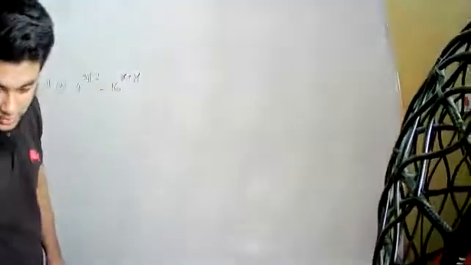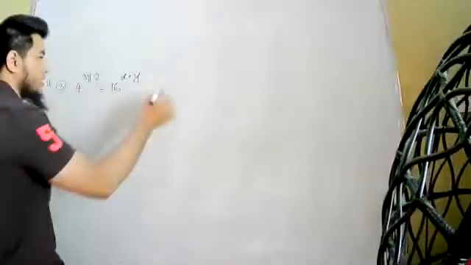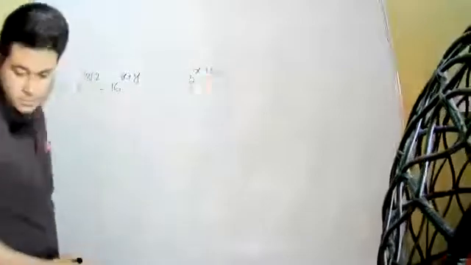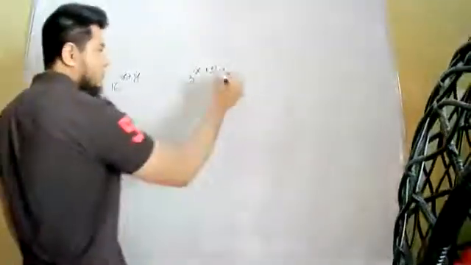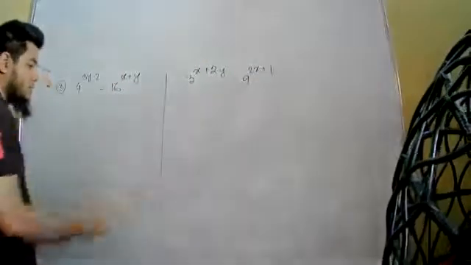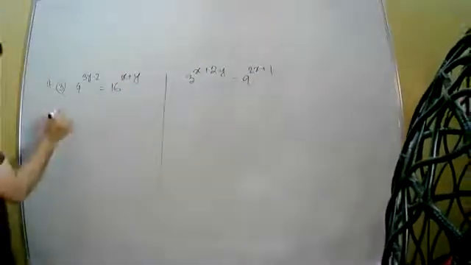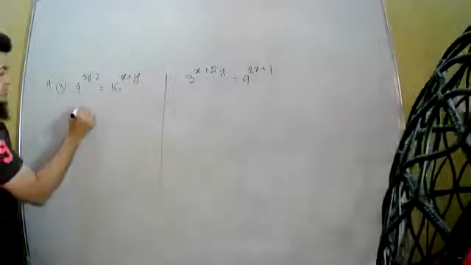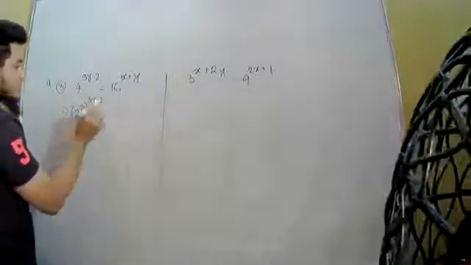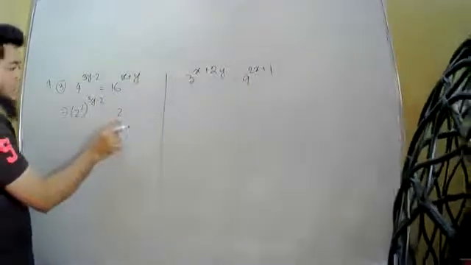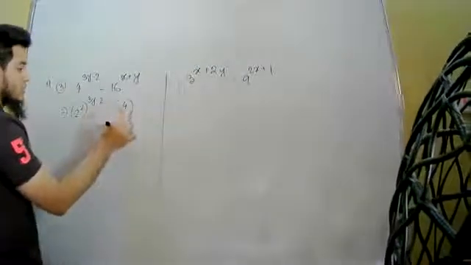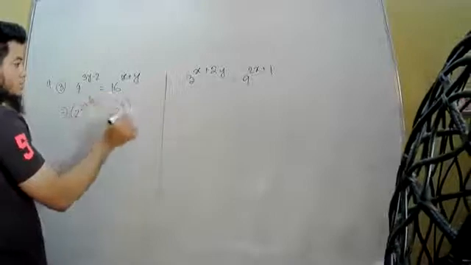Okay, so the second equation we have is 3 to the power x plus 2y is equal to 9 to the power 2x plus 1. So we can develop two equations. 4 can be written as 2 squared, and as we have the base 2 here, we should try to put the base 2 here as well. So 2 squared is 4, and 2 to the power 4 is equal to 16.